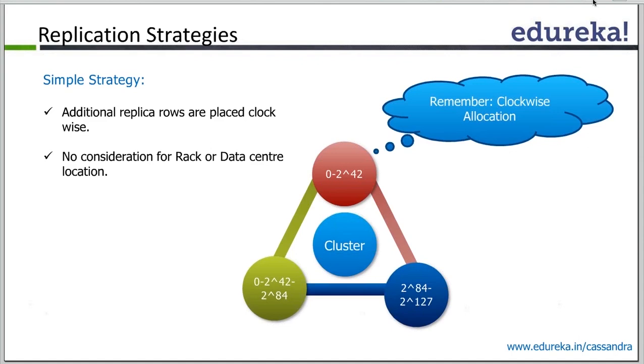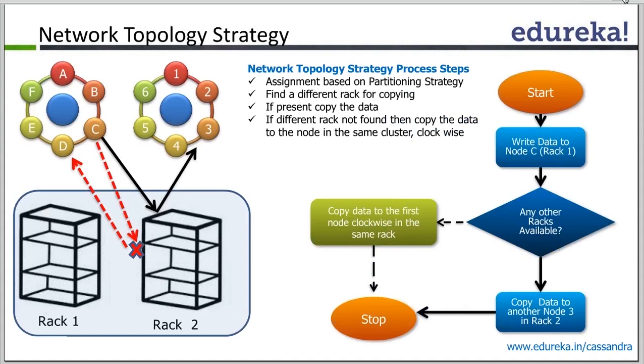Okay, so simple strategy and network topology strategy are mentioned here because we're talking about administration, where all these things are part of it. So that's the reason it's just being mentioned here. Assignment is absolutely based on the partition strategy. It will always try to find a different rack for placing the replicas. In case no racks are available, it automatically falls back to the simple strategy and uses the clockwise mechanism.